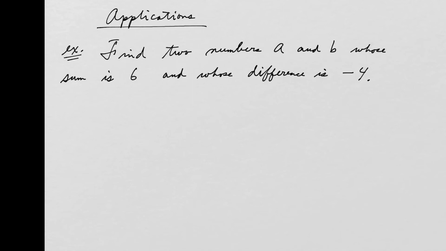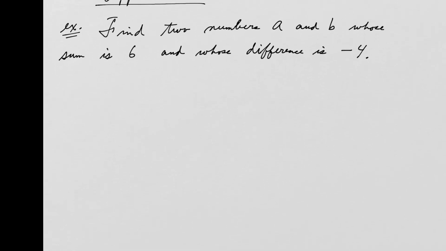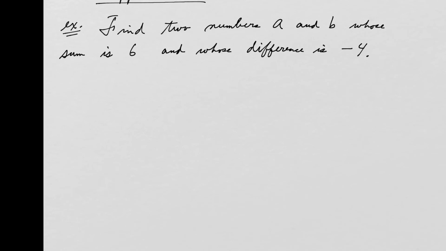So the first thing we need to do is translate that sentence into our two equations. Sum, remember, means to add, addition. So if I have two numbers, A and B, and their sum is 6, then the first equation must be A plus B is equal to 6. And then difference is a subtraction, right? So if the difference is -4, then that means A minus B is equal to -4.